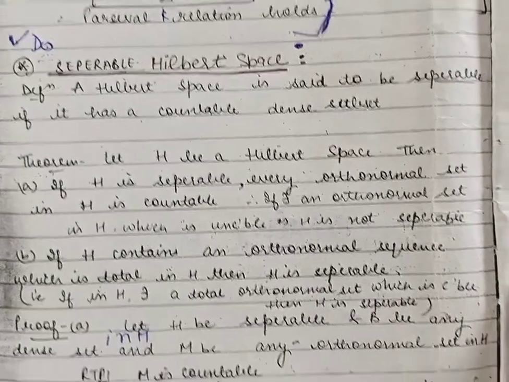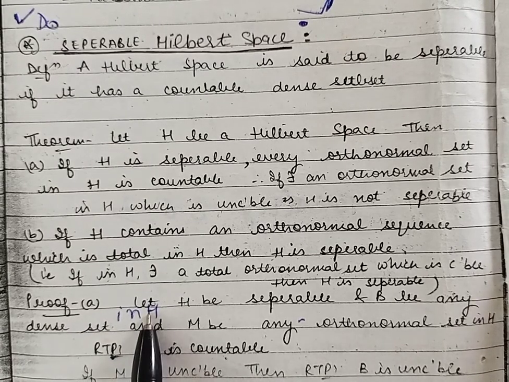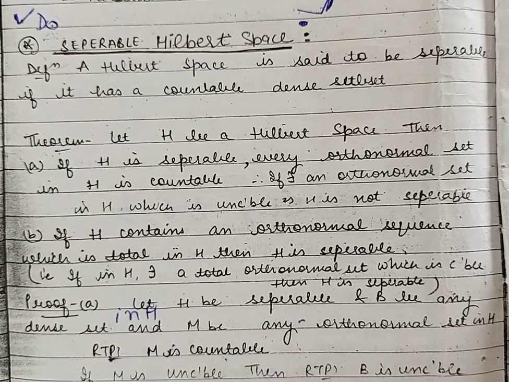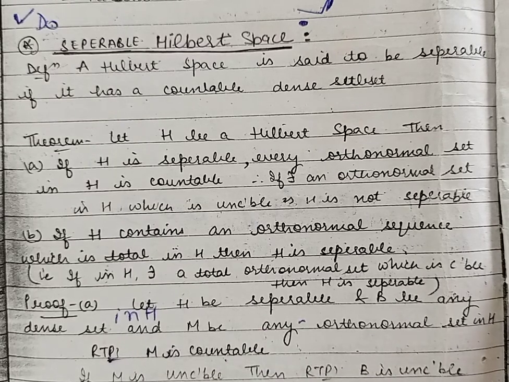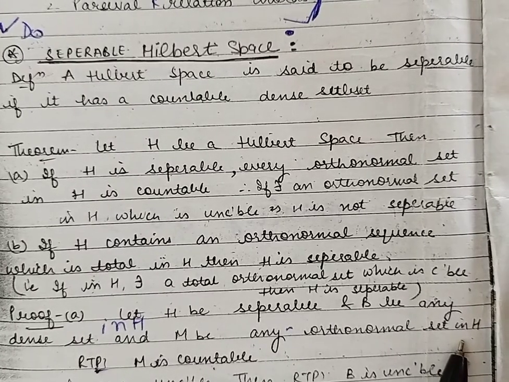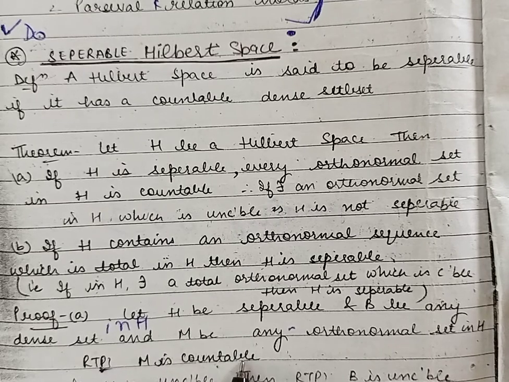So let us first prove the first part. We are given that the Hilbert space H is separable, and we have to prove that every orthonormal set in H is countable. So let M be any orthonormal set in the Hilbert space H. We have to prove that M is countable.